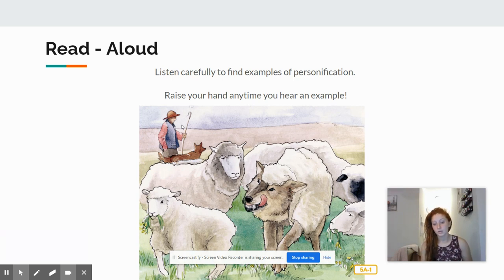Okay. So you're going to raise your hand if you hear one of those 5 words, or if you hear an example of personification. And personification is when those animals are acting like people. All right.